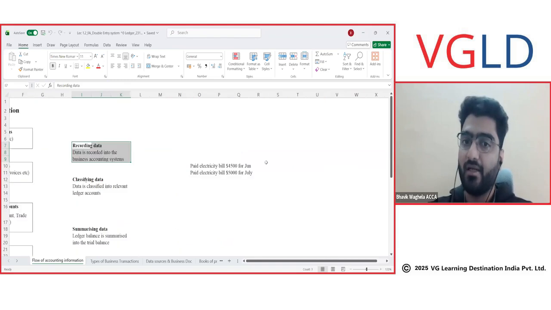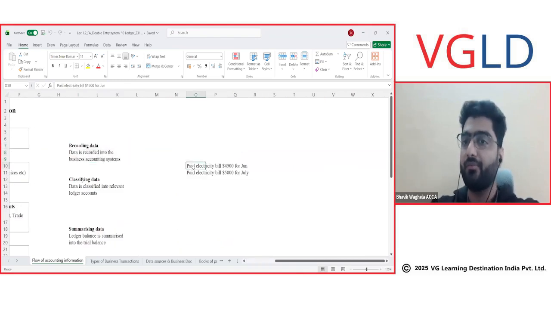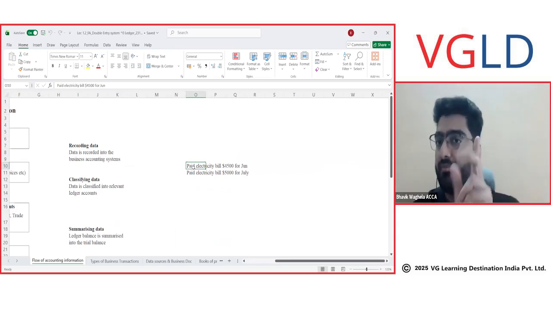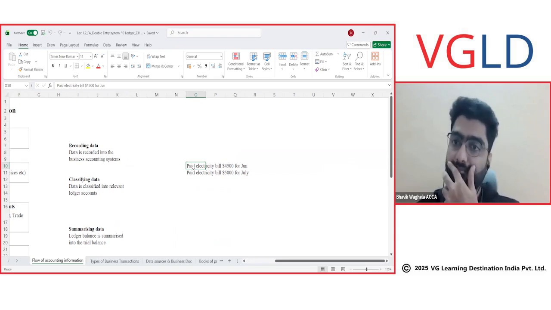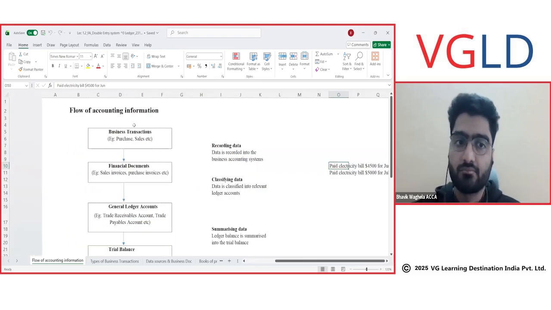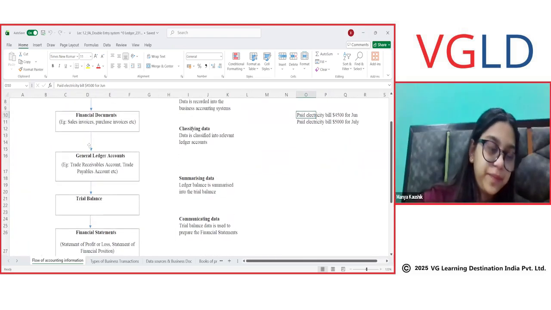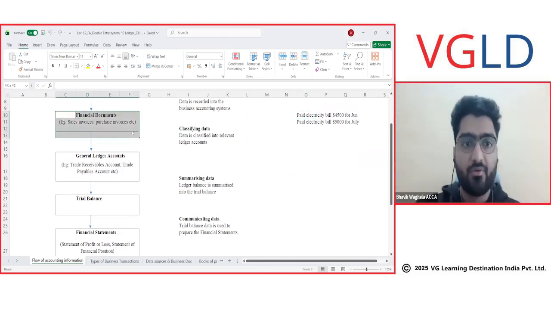For example, paid electricity bill 4,500 for June. So I classify this into two parts. Firstly, electricity bill account. Second, cash bank account. Yes or no? Yes, sir. On the basis of this, we have general ledger accounts.